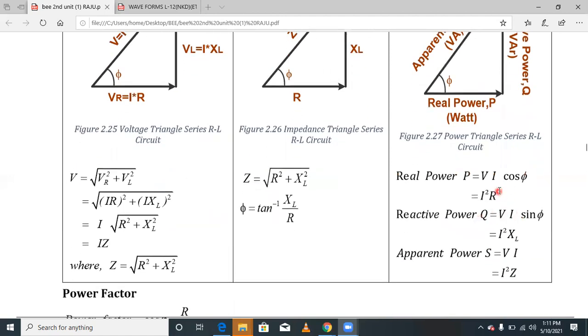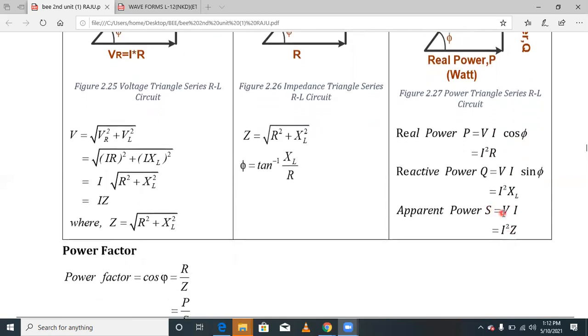From this, real power is VI cos phi, and reactive power is VI sin phi, which is equal to I square into XL. It is called reactive power because of the inductance. And the apparent power S is equal to V into I, that is I square into Z. V is equal to I into R gives I square into R, and V is equal to I into X gives I square into XL.